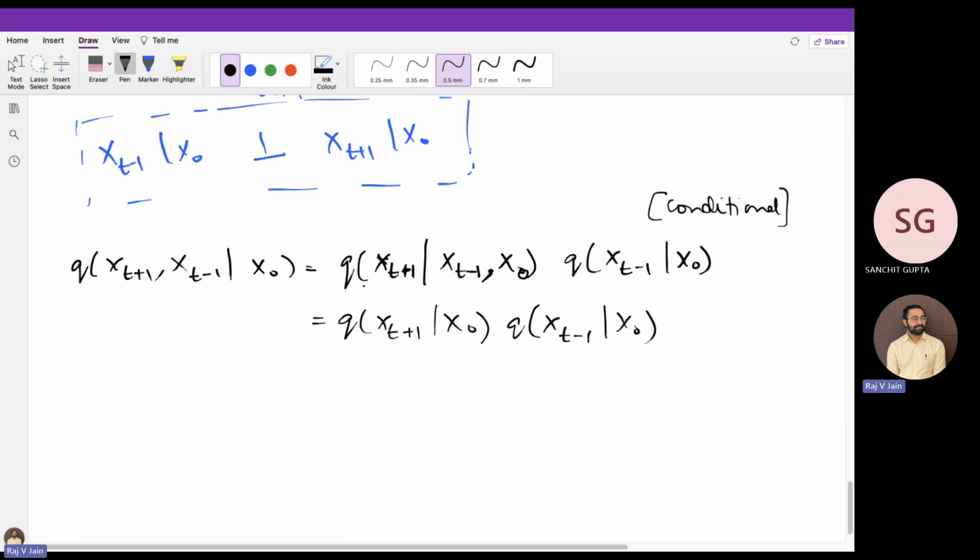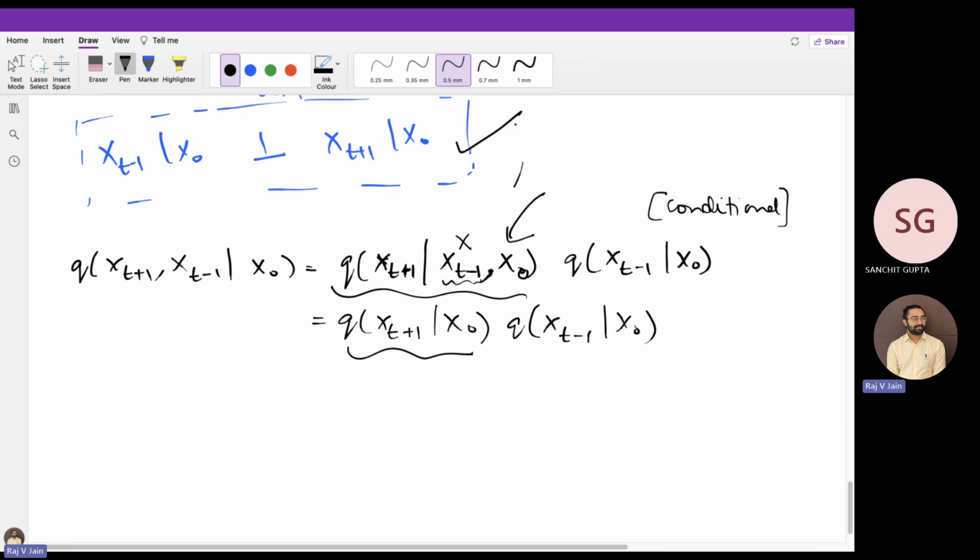Now the point is, this distribution is the same as this because if I tell you what x naught is, I can get the complete distribution of xt plus 1. So knowing xt minus 1 doesn't give me any extra information or influence the xt plus 1 distribution in any way. Therefore, given x naught, xt plus 1 and xt minus 1 are conditionally independent. That basically boils down to this, which is exactly what we capture in this idea of conditional independence. So hopefully this is clear.